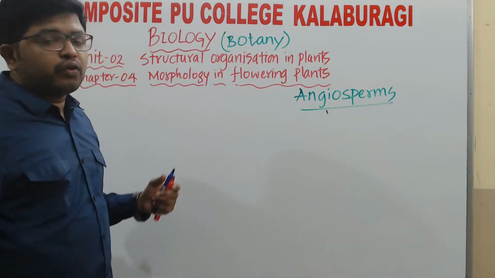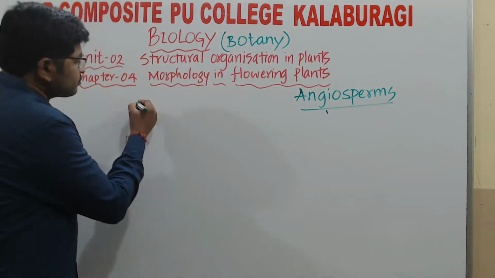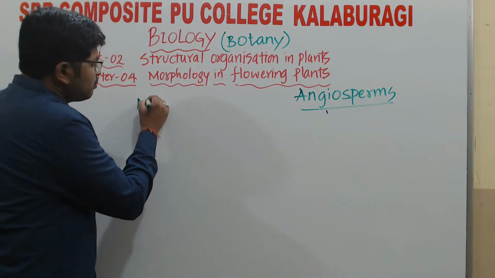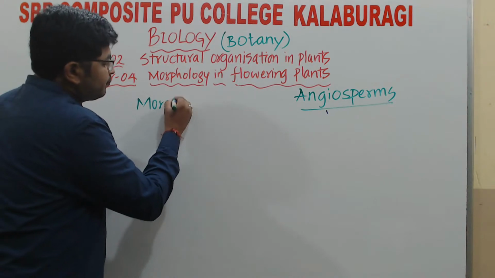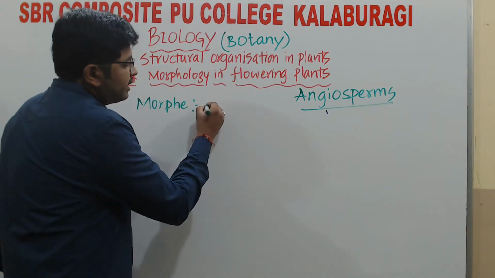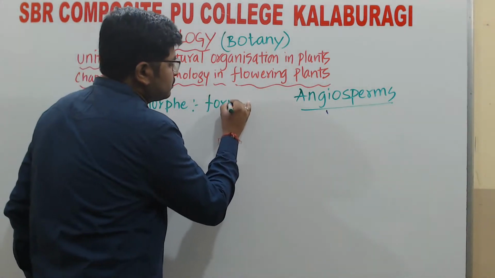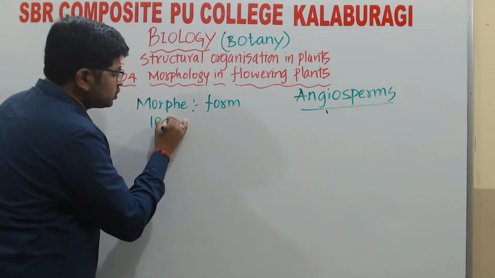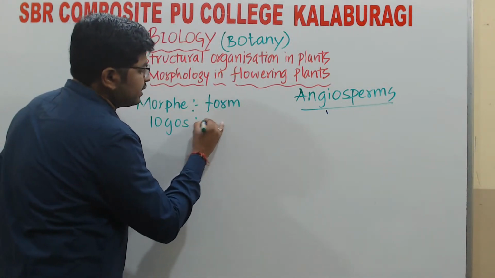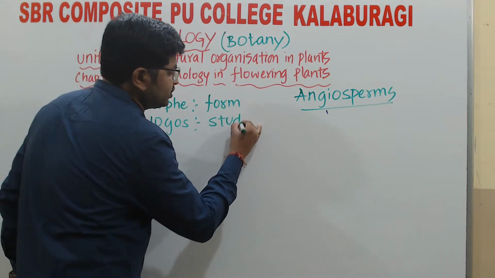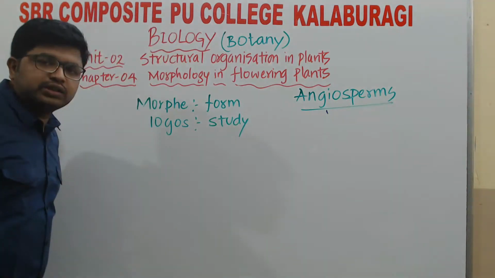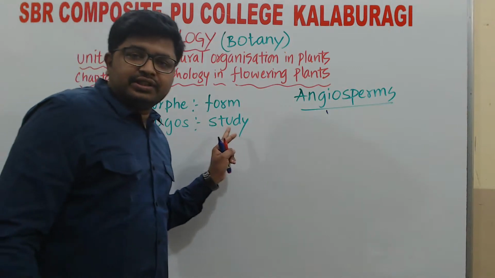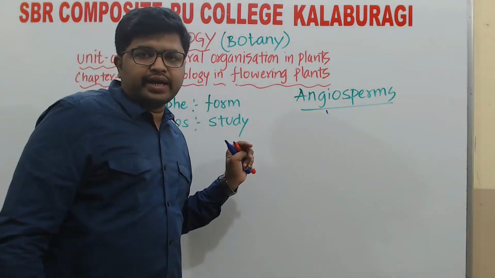Now, when we say morphology, morpho in ancient Greek, morphe, means form, whereas logos means study or research. So when we say morphology, we are saying the study of form, right?